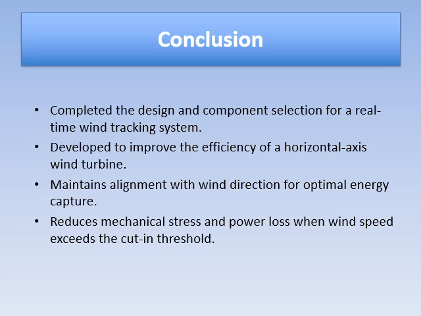Next slide is conclusion. To summarize our work so far, we have completed the design and component selection for a real-time wind tracking system. This system is intended to improve the efficiency of a horizontal axis wind turbine by ensuring it stays aligned with the wind direction. We used a combination of wind direction sensor, anemometer, microcontroller, stepper motor, and motor driver. This setup helps reduce mechanical stress and power loss, especially when wind speeds are above the cut-in threshold. Overall, the design ensures more consistent energy capture and better turbine performance.